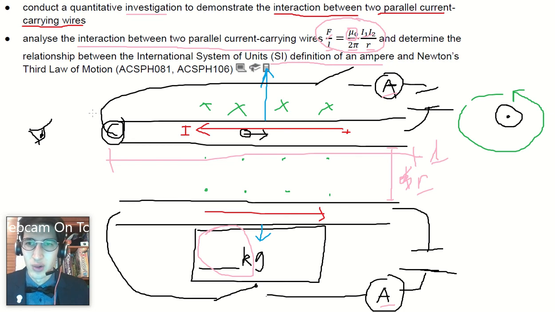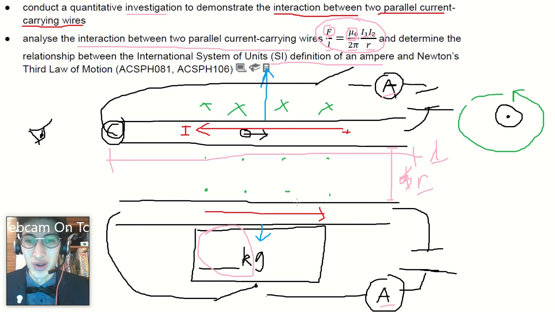Very recently, we used to define an amp based on this force, that an amp was the amount of current it took to create a certain amount of force based on this law. And that force was obeying Newton's third law of motion, because there'd be a force in one direction and a force in the other wire, equal and opposite forces. However, one week ago, we actually changed the definition of an amp. I know this syllabus has only been out and in use for less than a year, but one week ago, the definition of an amp has changed.